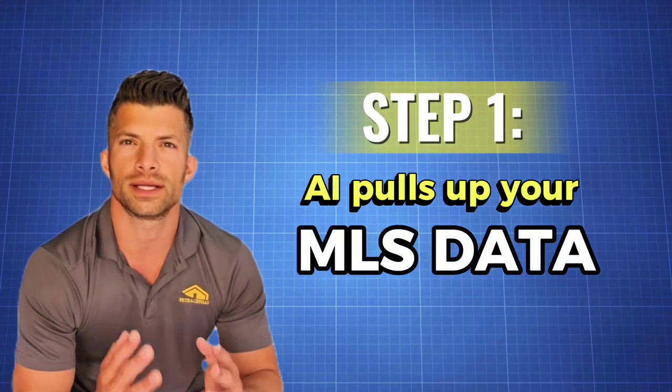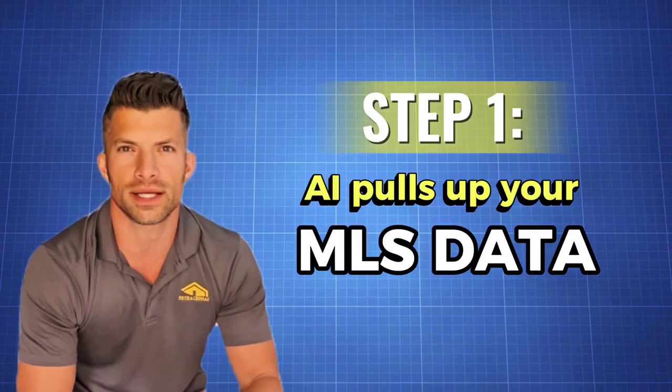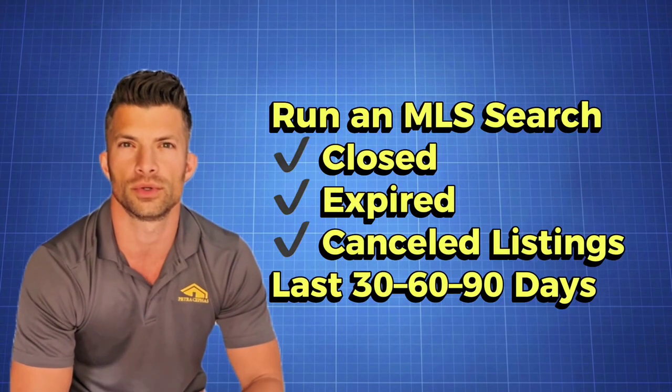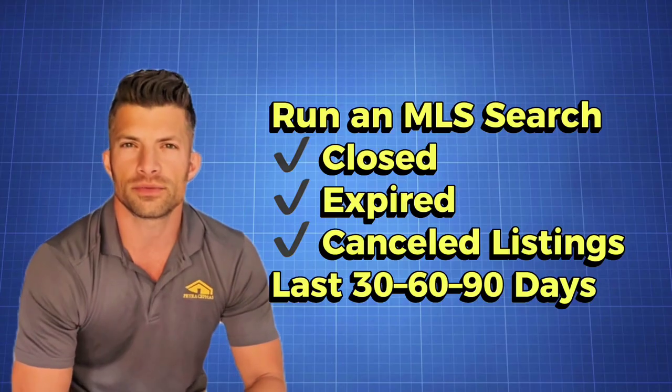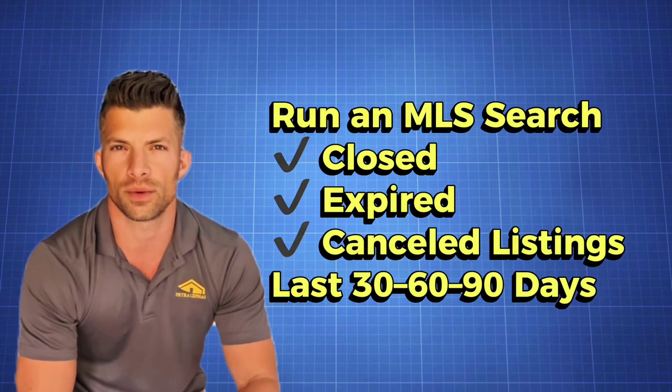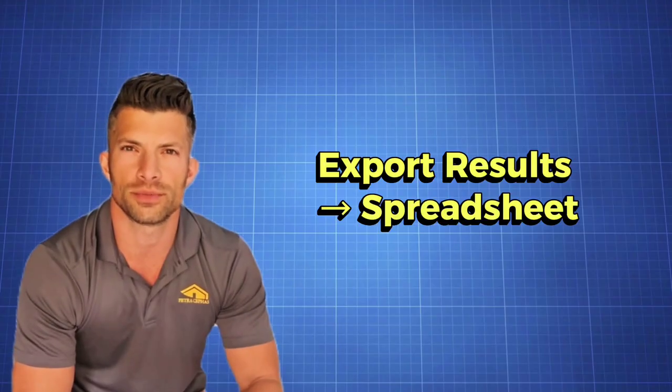So step one is pulling up your MLS data, and here's what you do. First, you run your MLS search. Focus on your local market, closed, expired, and canceled listings over maybe the last 30, 60, 90 days, whatever you want to kind of share, right? Once you have those results, export them into a spreadsheet.